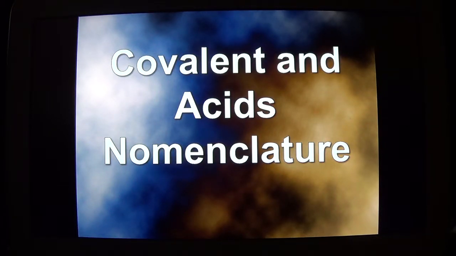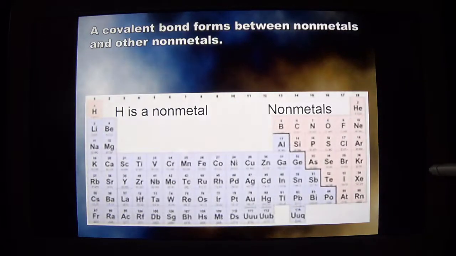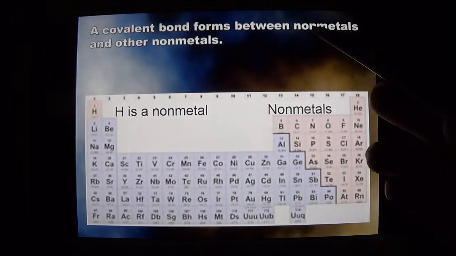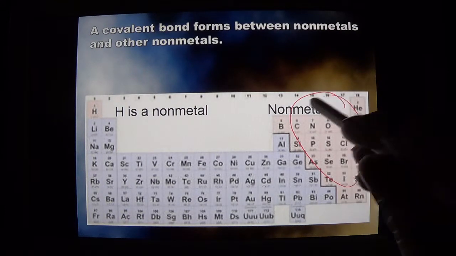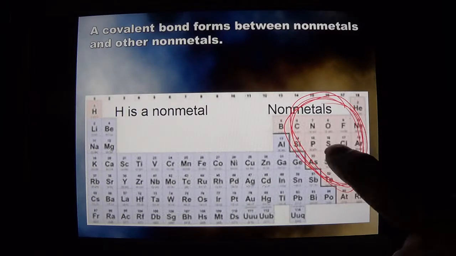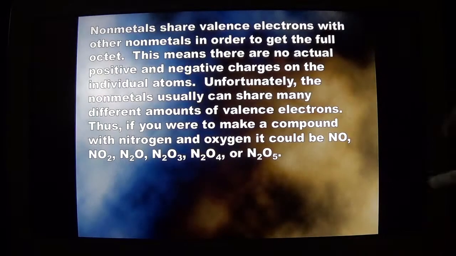Welcome to our pre-AP notes over covalent and acid nomenclature. To know that it is a covalent compound, it's got to be a nonmetal with other nonmetals, which means we are focusing on this portion of the periodic table. Two elements from over here; hydrogen is included as a nonmetal.